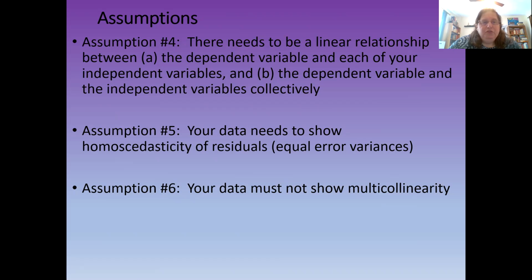And number 6 is new. Your data must not show multicollinearity, which basically means our IVs can't be too highly correlated with each other. What's too highly correlated? You look at the test for multicollinearity to let you know. Typically, you're okay with 0.6, 0.5. That's where you kind of want to live. If you're up by the 0.9s, you're typically not okay.